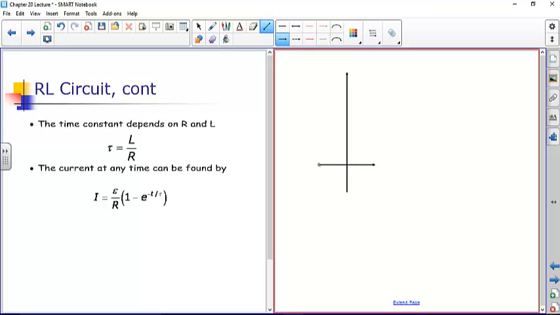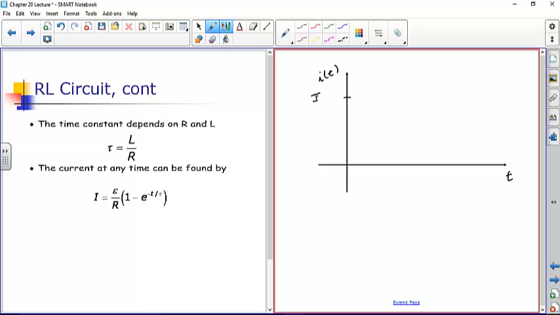So if I wanted to plot the current, and I'm going to use a small case i, current as a function of time, what you'd have is the maximum current, which happens after a period of time. The current starts at 0 instead of going up to this maximum immediately, like with RC circuits. What happens is that it has this shape. It looks just kind of like the voltage in a capacitor, and then it comes up here and finally asymptotes.